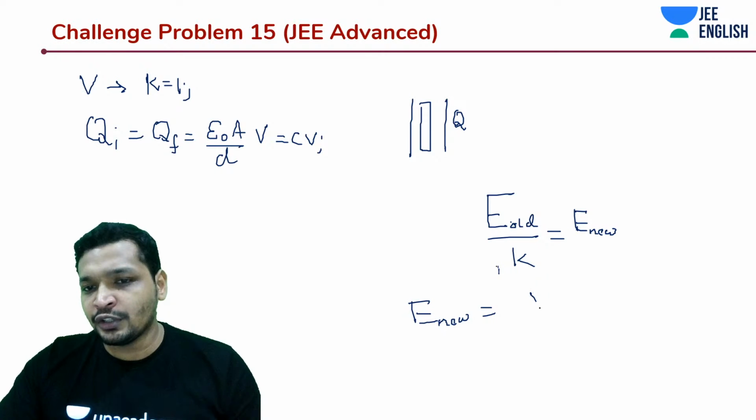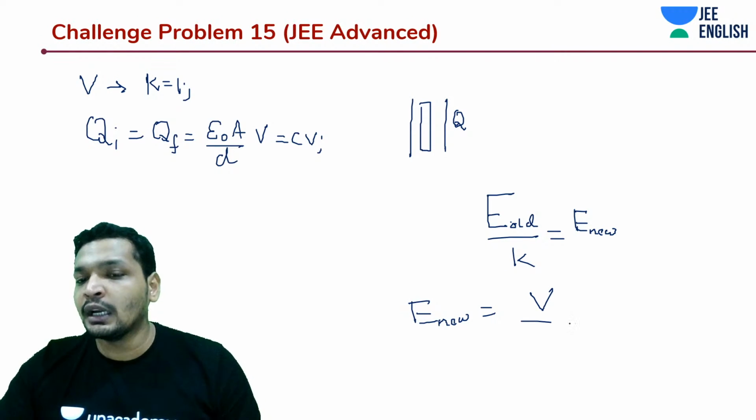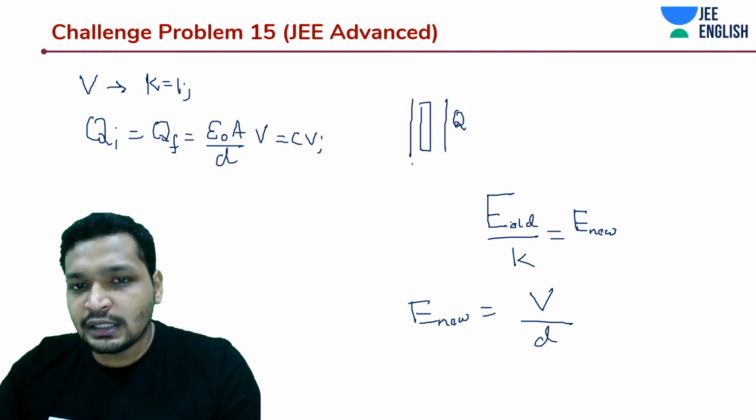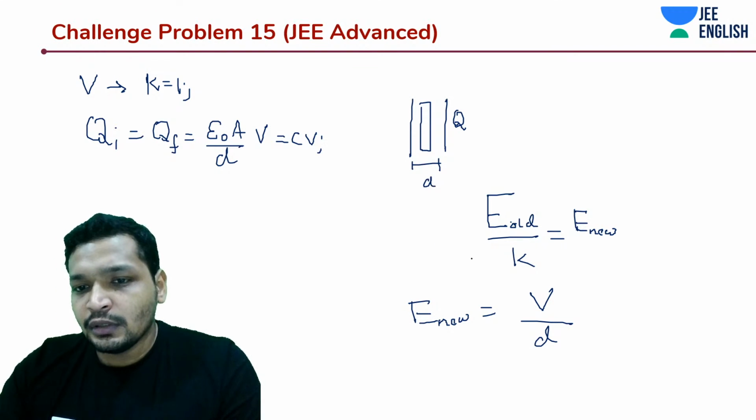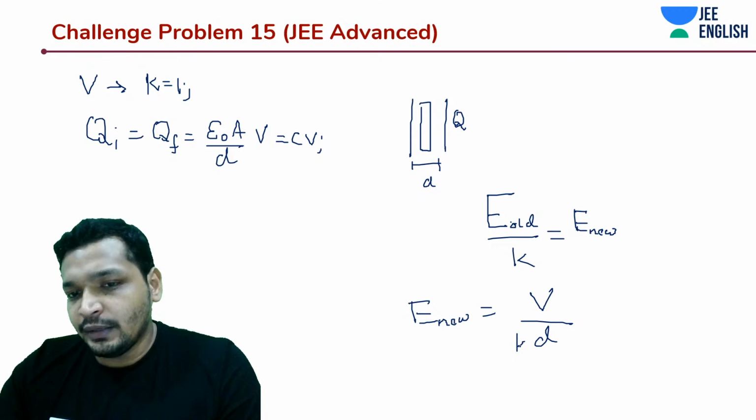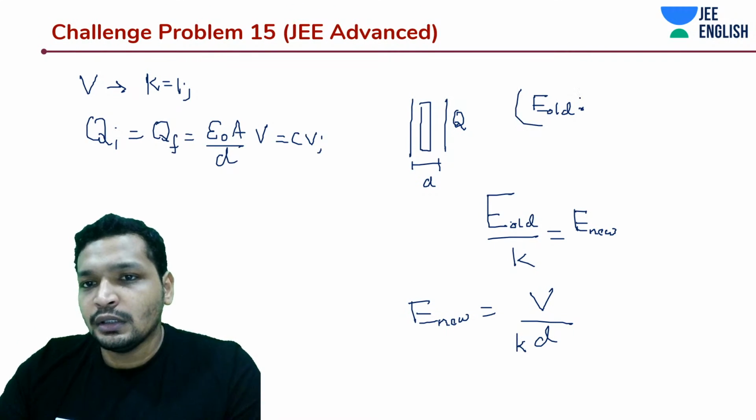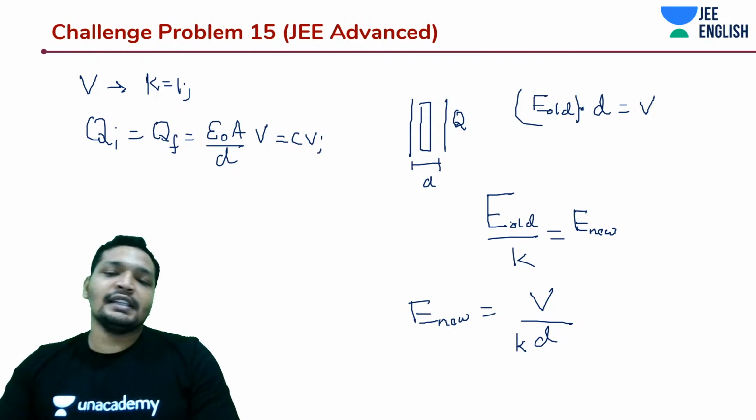and if you add a distance D between these plates, and divided by K. Okay, because E volt was how much? E volt into D was V.